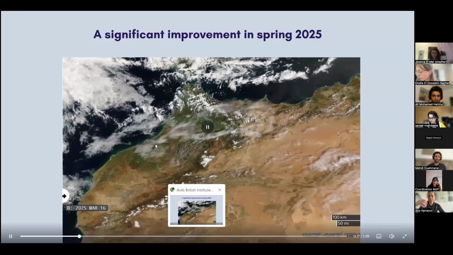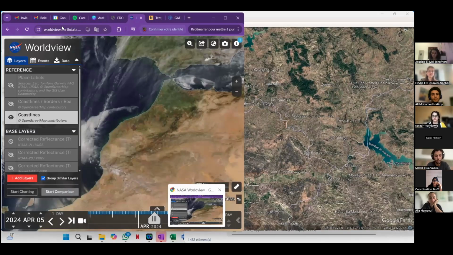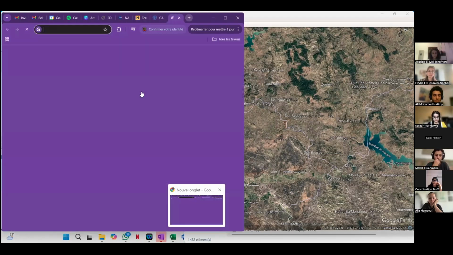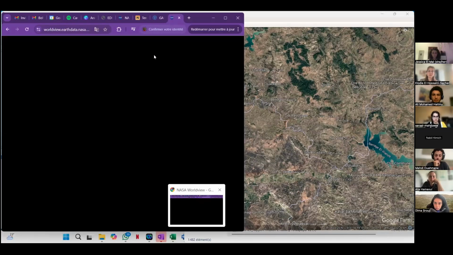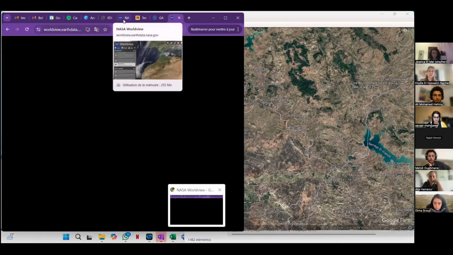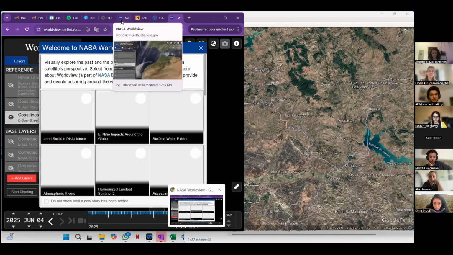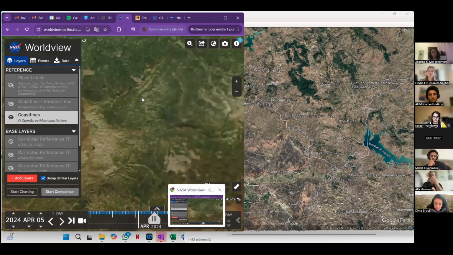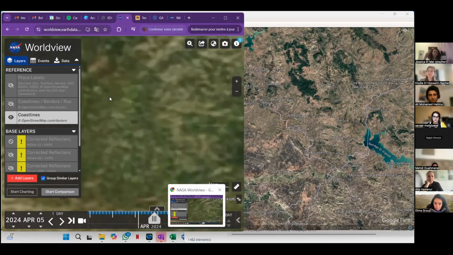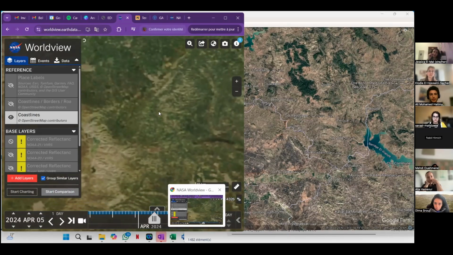So to use this tool, you go on NASA Worldview, very easy, and then you get to this site basically, and you have satellite observation that is relevant for large areas, because if you zoom in, you don't have enough detail compared to other tools.